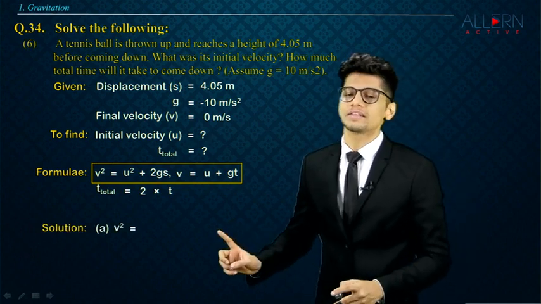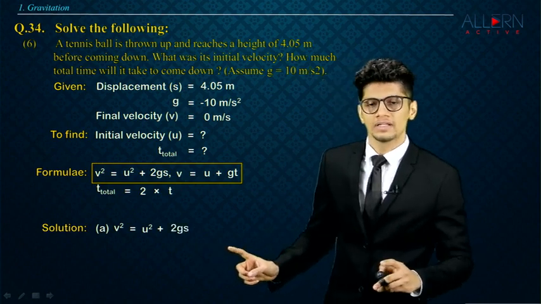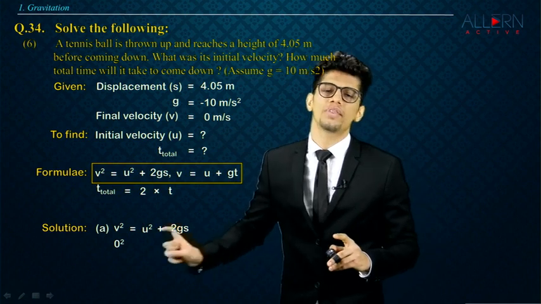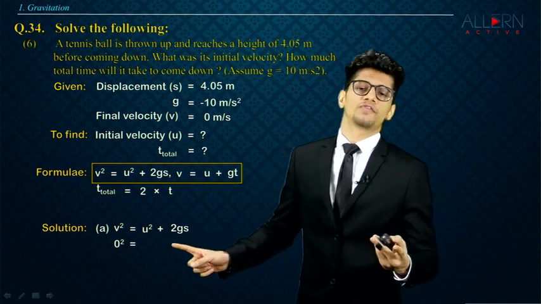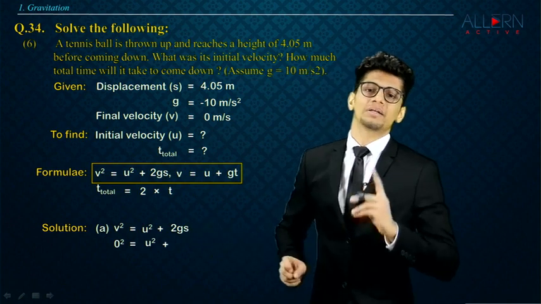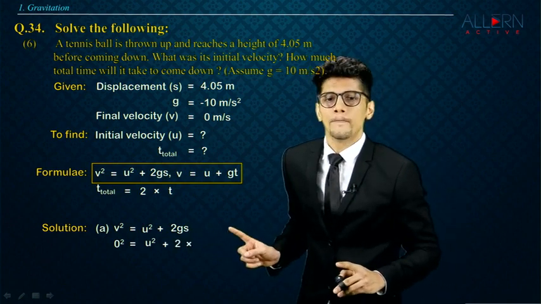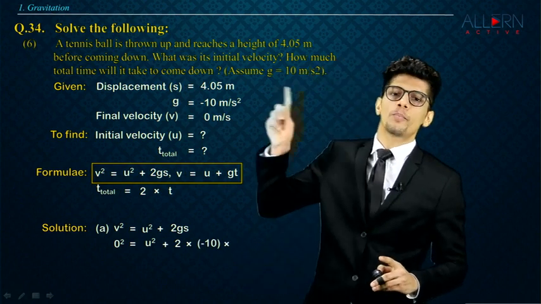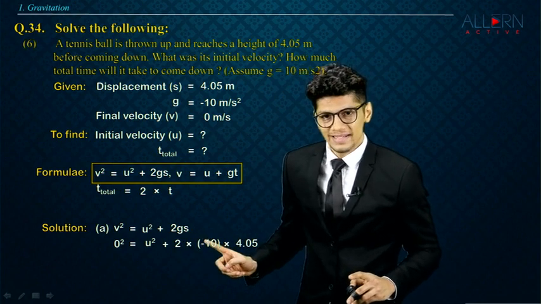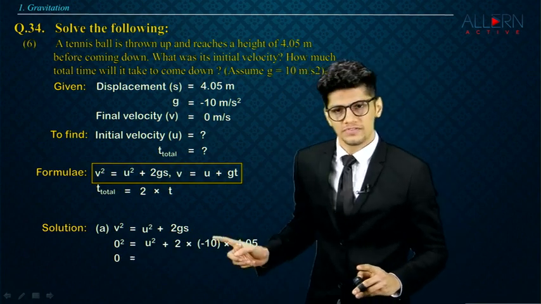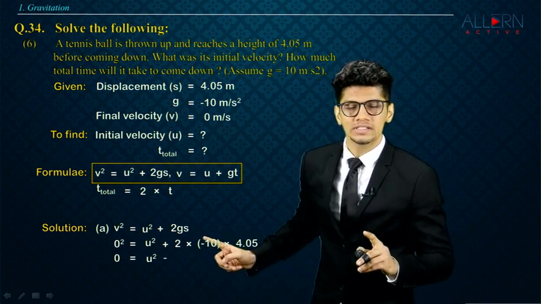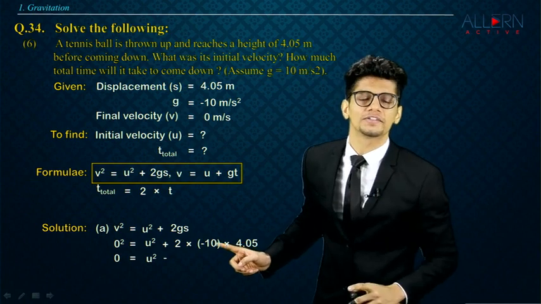So we have v square is equal to u square plus 2gs. Now do we have the value of v square? Yes, the value of v is 0, so we have 0 on the left hand side. u square, if we have to find the value, 2 remains 2, but g is nothing but minus 10, so we write 2 into minus 10 into s is 4.05. So we have u square, see minus into plus becomes minus, right? So we have 0 is equal to u square minus, when you multiply all these three, just try and multiply this and get the answer.